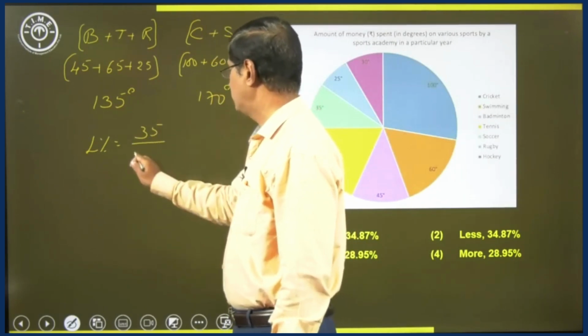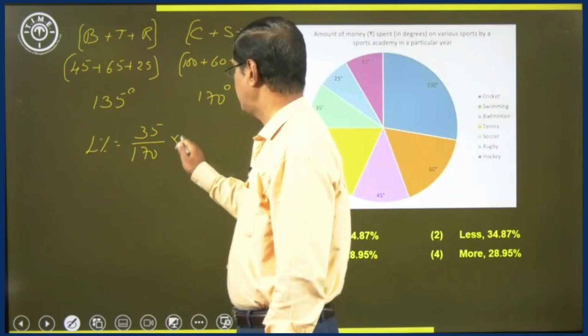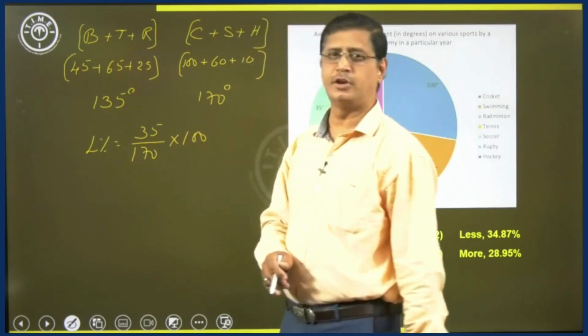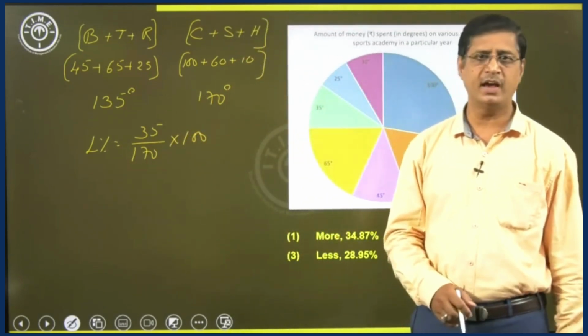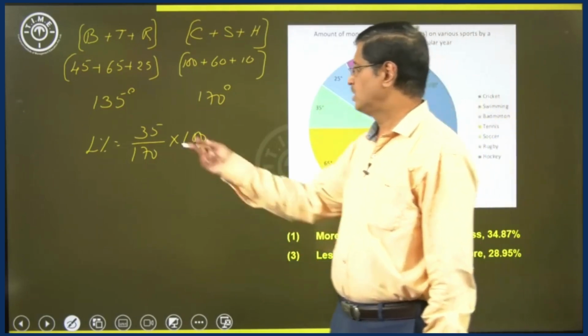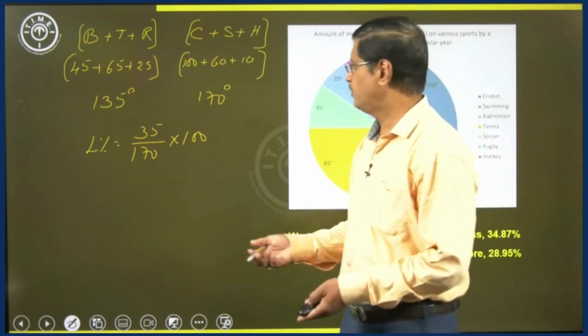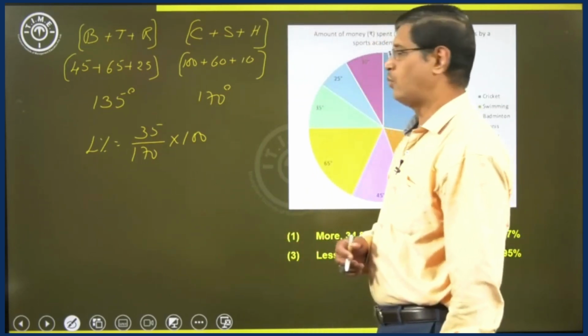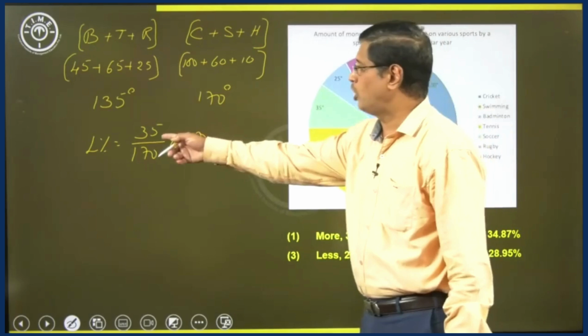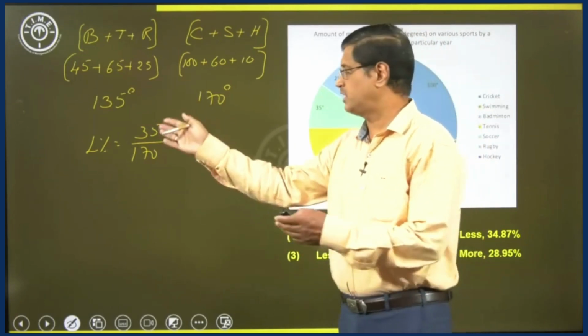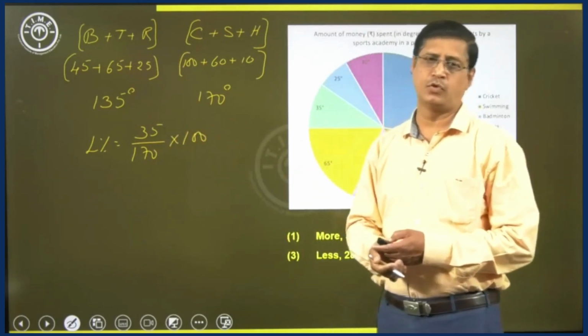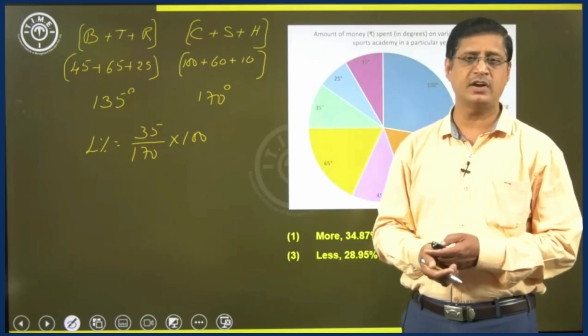What is the higher value? Higher value is equal to 170. Difference by higher into 100. 35 double is 70, 70 double is 140. Now it is more than double. Sorry, more than 4 times. 4 times of 35, that is 140.